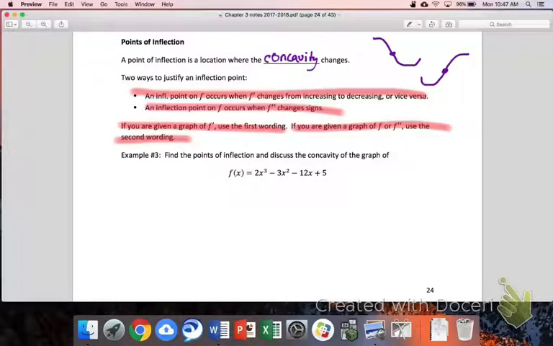My suggestion is this. If you wanted to work with somebody or just work by yourself, you could make flashcards. On one side of the flashcard it says, if F prime changes from positive to negative, and on the other side you say F has a relative maximum. Or on one side, H double prime is negative, therefore H is concave down on the other side. Something like that. You could probably make a good 15 or 20 flashcards, to be honest with you.